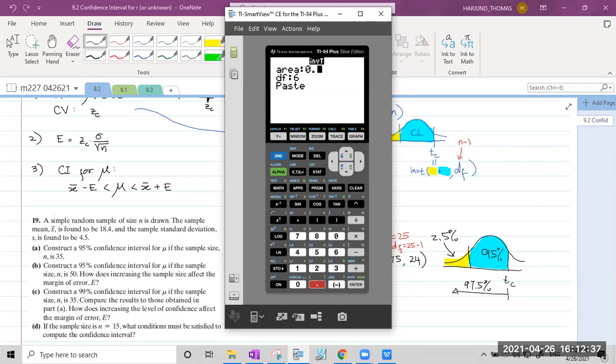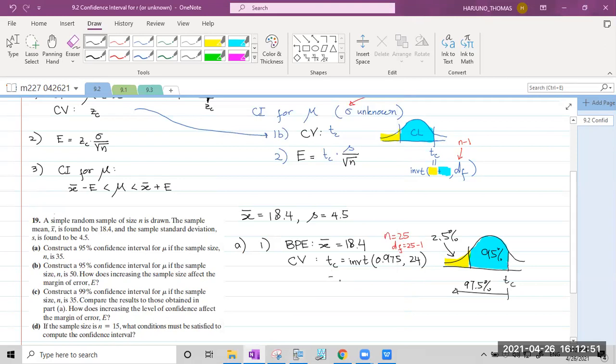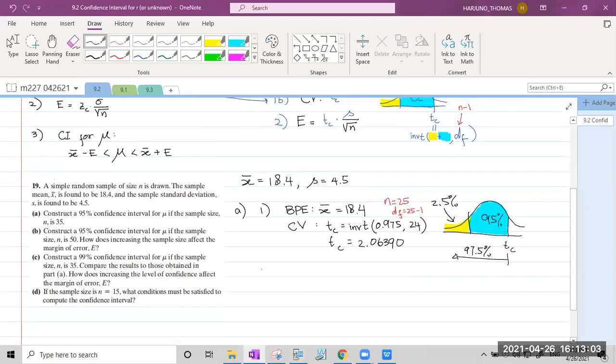That's 0.975. And degree of freedom is 24. 2.06390. That's the critical value. Then step 2, margin of error E will be the critical value times the sample standard deviation over square root of sample size 25.